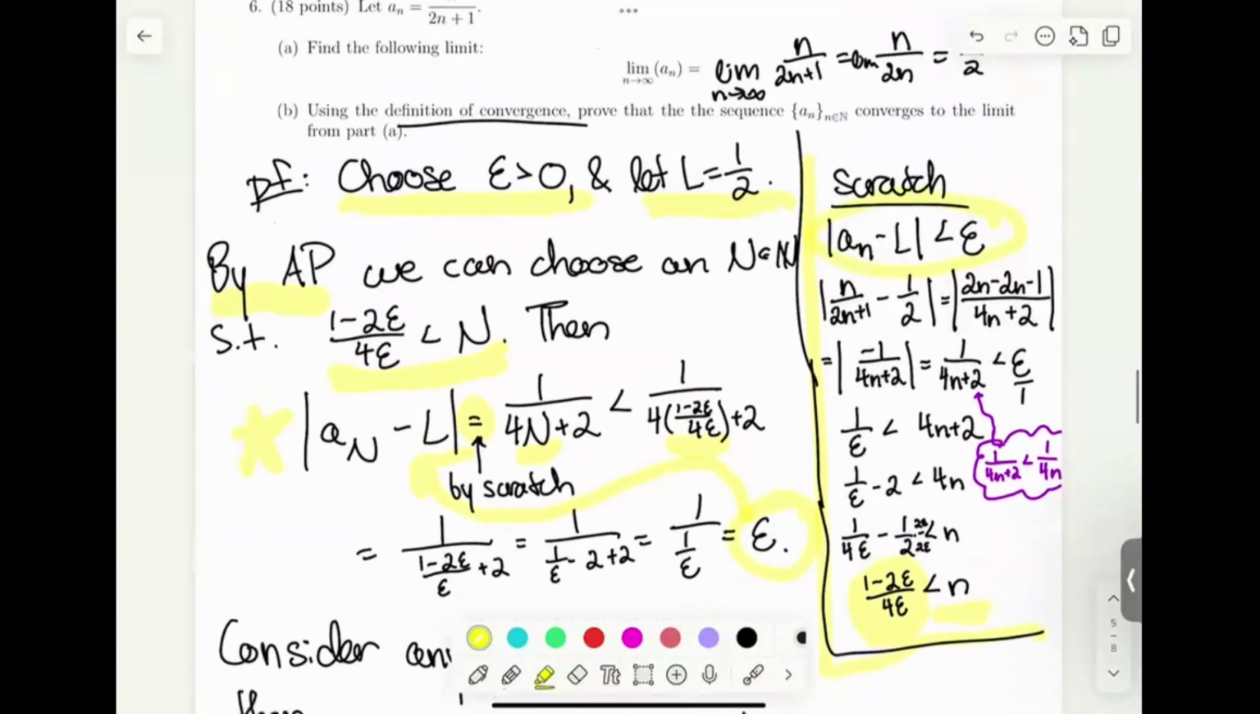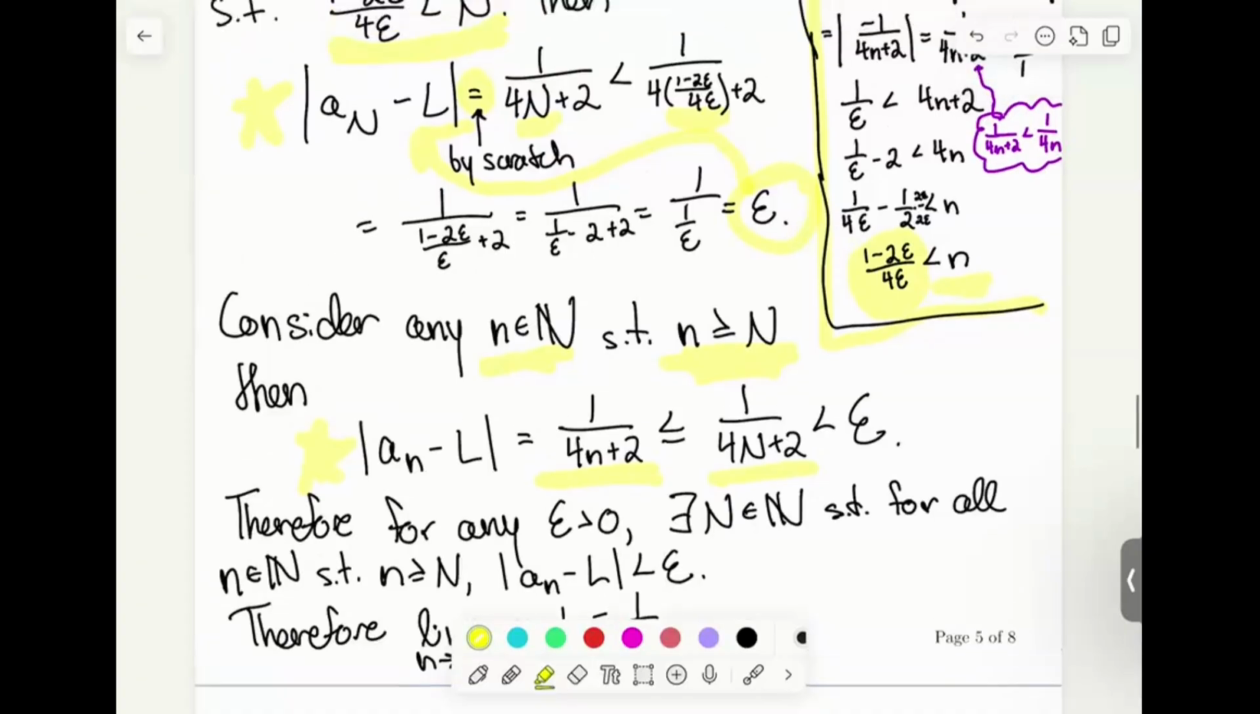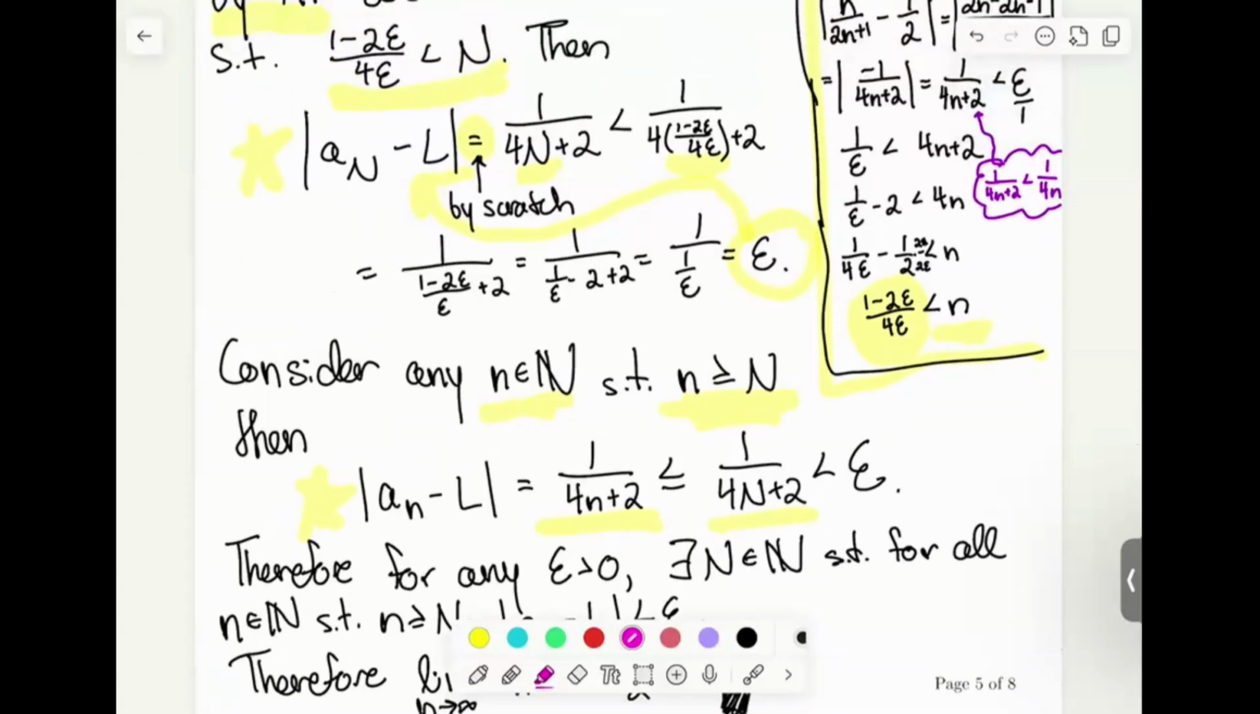Well, now I just need to say, okay, choose any natural number that's bigger than or equal to this capital N. Now I consider this thing, because remember, this is from our definition. We need our definition to have somebody that looks like this. And so then I do all this stuff, and I say, okay, well, this is this by scratch work. And then it's less than or equal to this thing, right? Because capital N is smaller than or equal to little n. And then we showed up here that epsilon is strictly greater than this thing, right? So that's what gives us this.